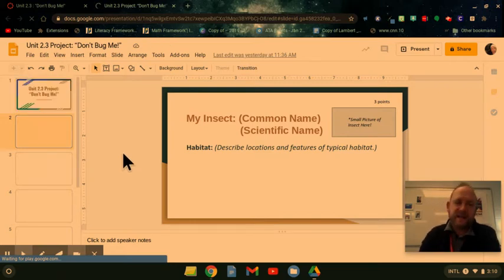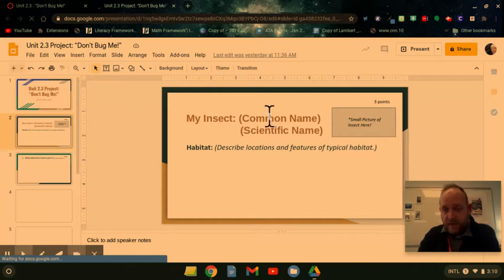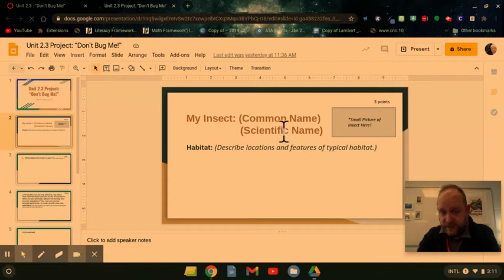So my insect, the one that you choose, I want the common name here, and like you did for your last project, I would like the scientific name right below it. You can actually leave that there if you'd like to, and then type the name after it. I'd like a small little picture of your insect there.